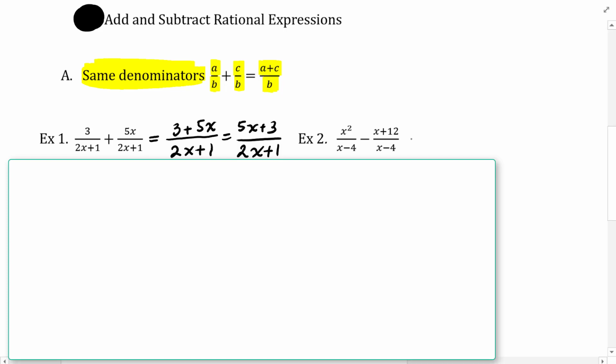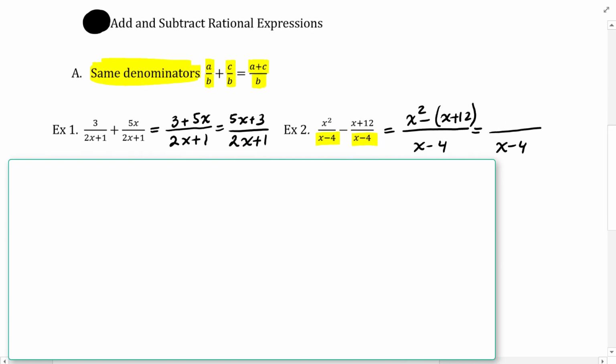Let's take a look at example 2, where we have x squared over x minus 4 minus x plus 12 over x minus 4. Again, the denominators are the same, so we copy the denominator, x minus 4, and we subtract the numerators. So we have x squared minus the quantity x plus 12. So that means we copy x minus 4, and when we subtract the numerator, we have x squared minus x minus 12, right? This negative is distributed to each term.